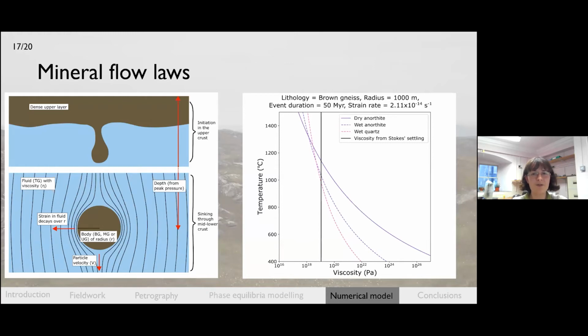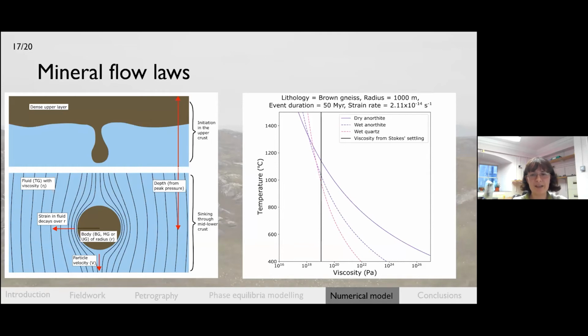So to run our model, we choose a density difference, in this case, a brown gneiss particle. So our density difference is the difference between our TTG and our brown gneiss. We choose a particle radius, in this case, a kilometer, and we set an event duration which controls our particle velocity. From Stokes settling, we get the fluid viscosity that would be required to get the particle to its observed position. That's the black vertical line on the graph.